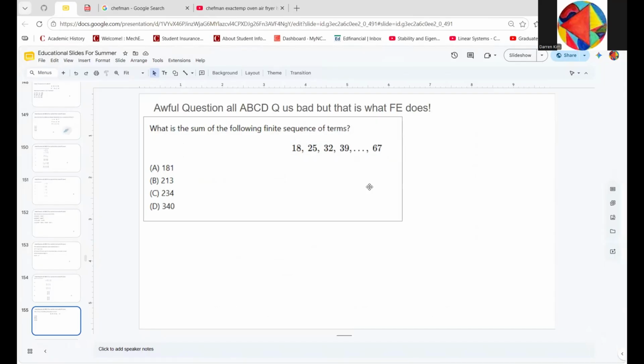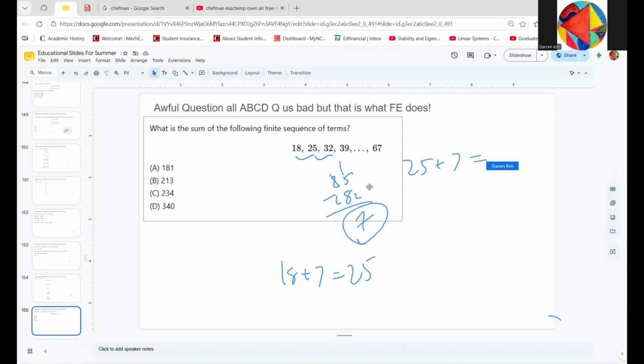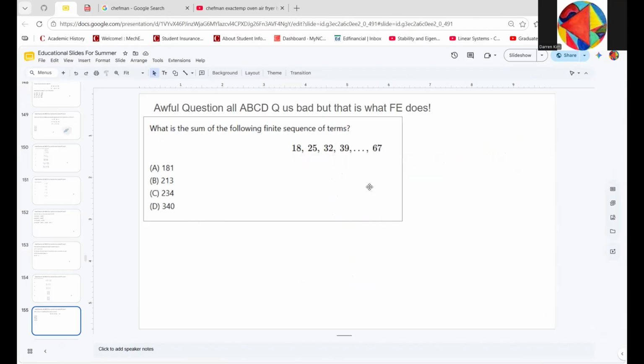So 25. What's the difference? 25 minus 18 is 7. So 18 plus 7 equals 25. 25 plus 7 equals, I don't know, 32, sorry. So it's plus 7 everywhere. Okay, we got it. So infinity, no, not infinity. How many times is it 7? So if I do 18, 18 was the initial, plus 7 times i, where i equals 1, equals this.